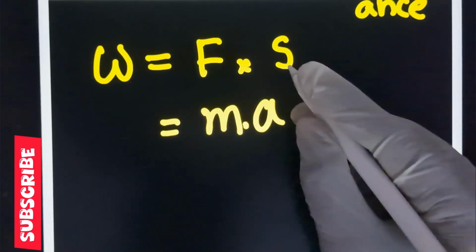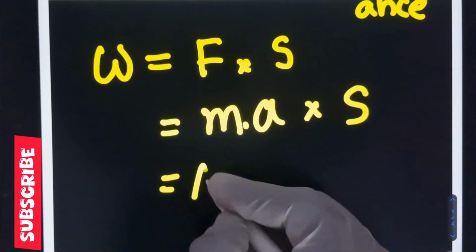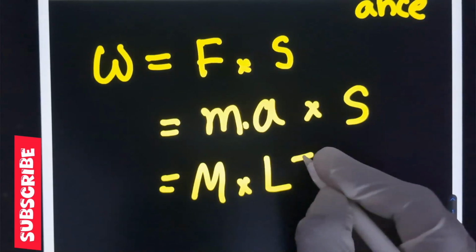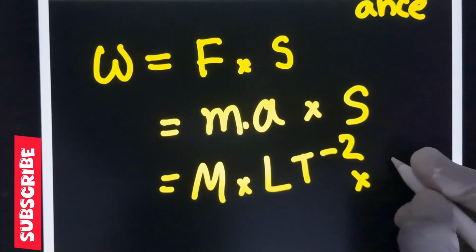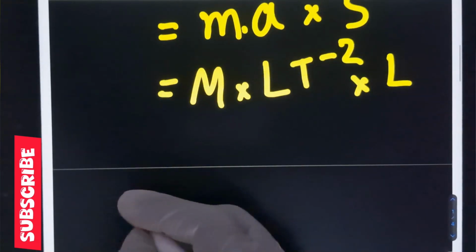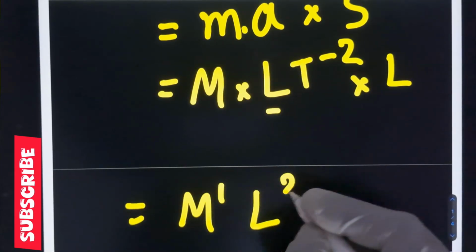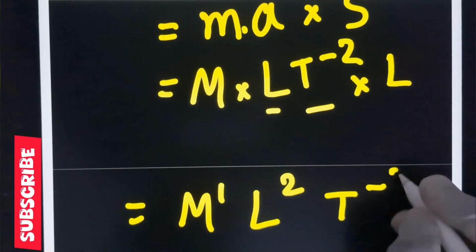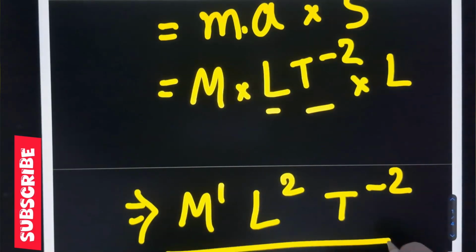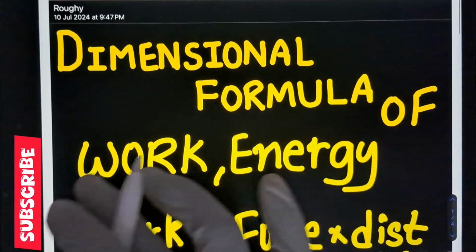Force is equal to mass into acceleration. Here distance S is simply L, mass is M, and acceleration is L T power minus 2. We have to multiply them, giving M power 1, L power 2, T power minus 2. So the dimensional formula of work is M1 L2 T power minus 2.